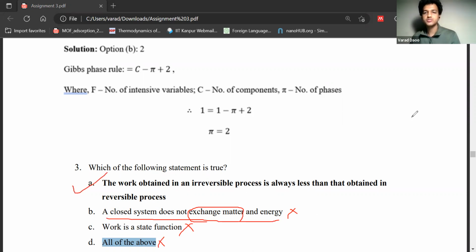Work obtained in an irreversible process is always less than... Okay, so remember here it is work obtained. That means work done by the system. So work done by the system is what? Work of expansion or work of compression, right? Work of expansion. So if you consider this on a PV diagram, let's say this is point 1, this is point 2. So let the reversible process be like this.